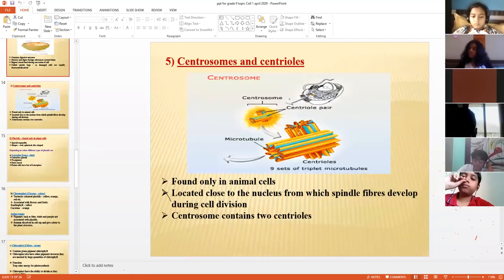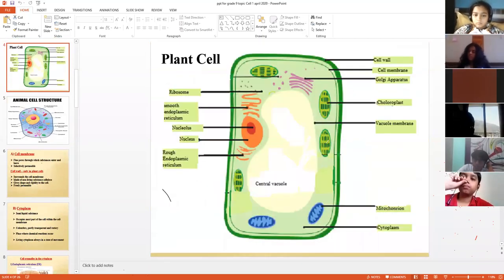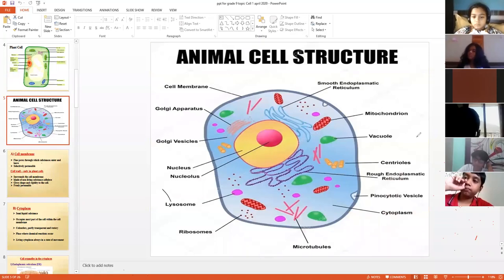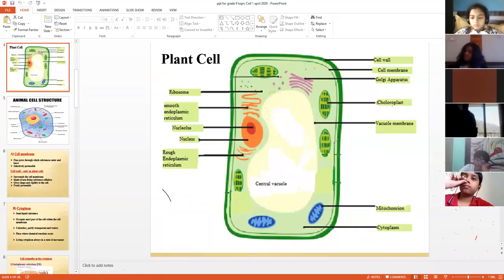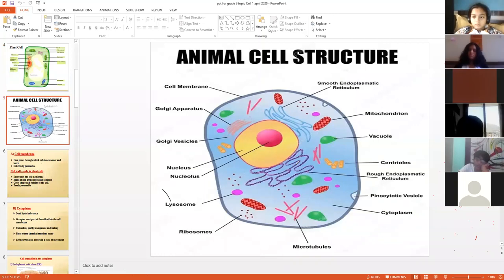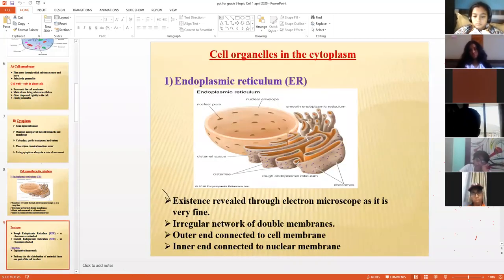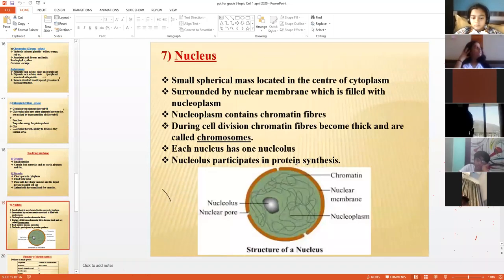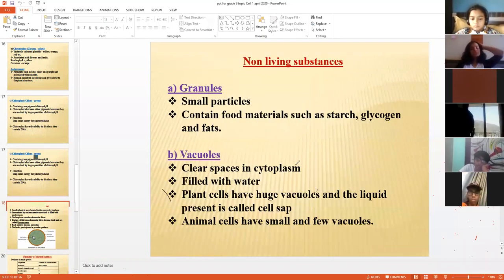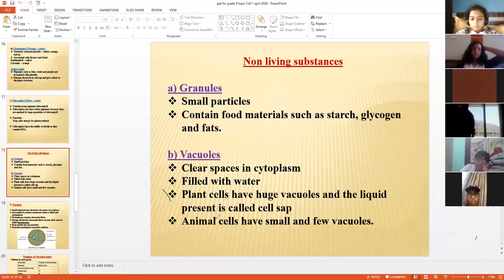Now, children, I'll go to the first slide again. Can you see the central vacuole, students? Isn't that very huge? But as compared to this, see the vacuole which is present in an animal cell. The difference between a plant cell and an animal cell is that the vacuoles in a plant cell are huge, and the vacuoles in an animal cell are very small and tiny. Plant cells have huge vacuoles, and the liquid present in it is called cell sap. Animal cells have very few and small vacuoles.